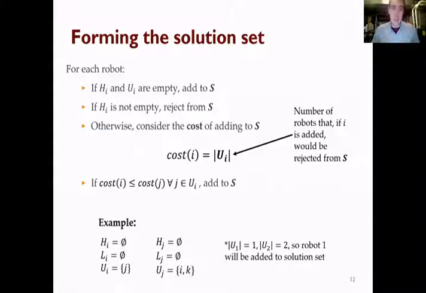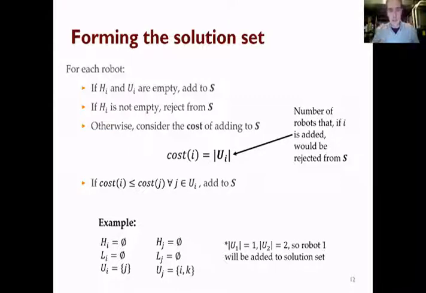And the second step in this is to form the solution set S. So for each robot, we're going to look at the local priority sets for each robot. If the higher priority set and the undetermined priority set are empty, that implies that robot I has no conflicts with any other robots. Or if it has any conflicts with any other robots, it maintains a higher priority over all its conflicting robots.